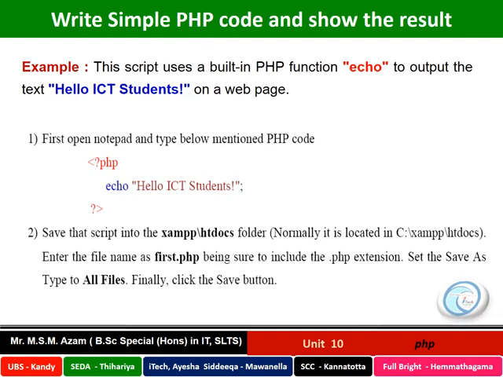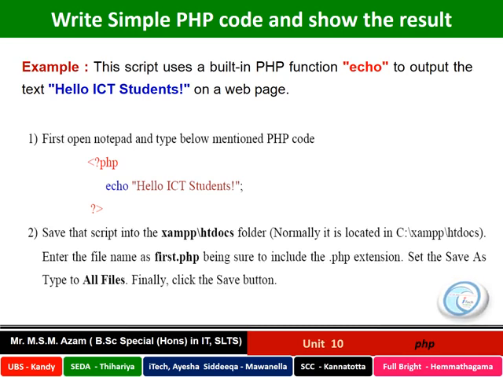Writing simple PHP code and show the result. I am taking an example. This PHP script is going to use a built-in PHP function called echo to output the text hello ICT students on a web page. In PHP we have a built-in function called echo. Using that function we can output something on a screen.